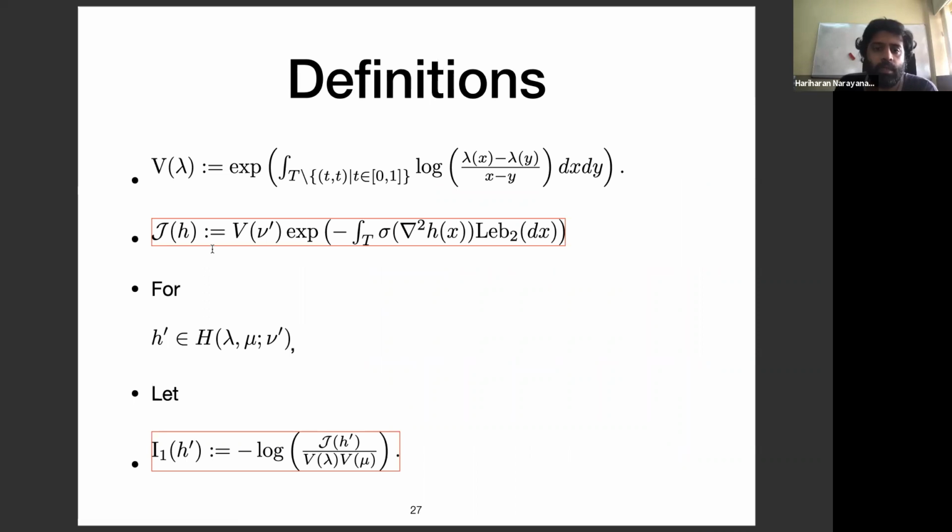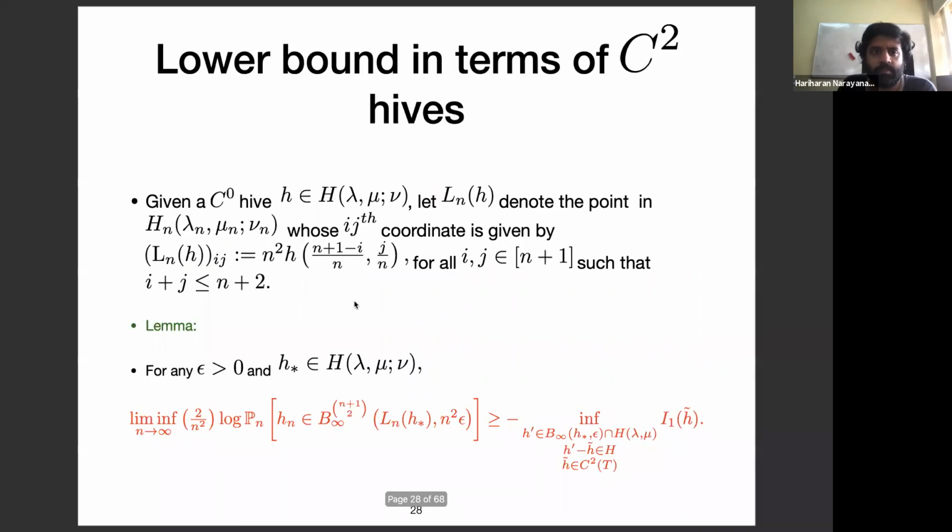So now, here are some definitions that I need for a large deviation principle for random hives. They are very similar to the ones I've already shown, so I won't spend time on them. But we get a lower bound in the same large deviation spirit for C2 hives. But as you see, the conditions are not so clean.